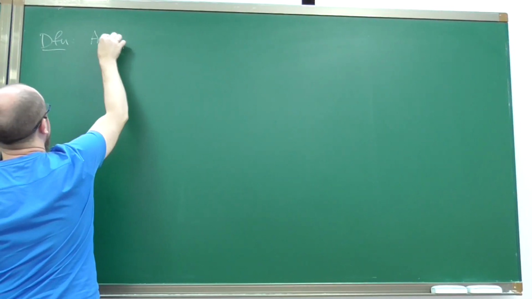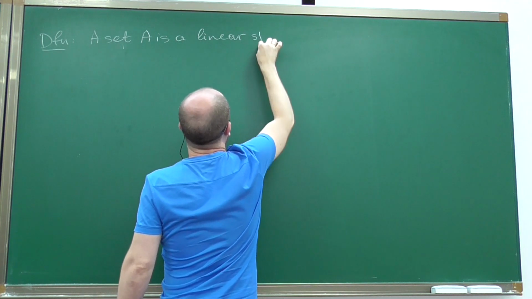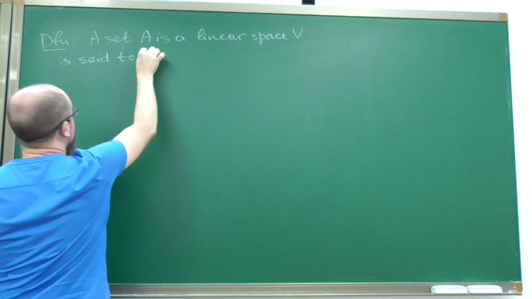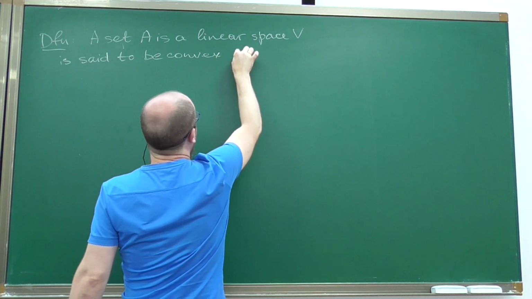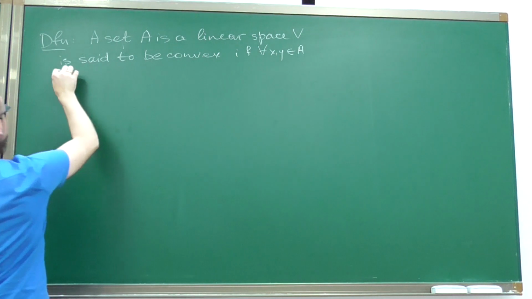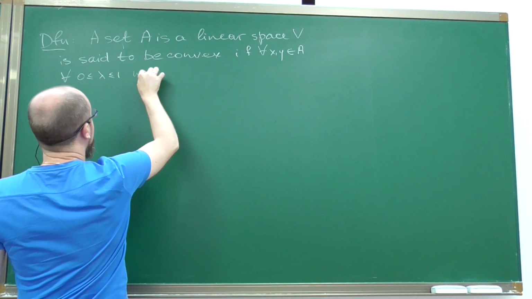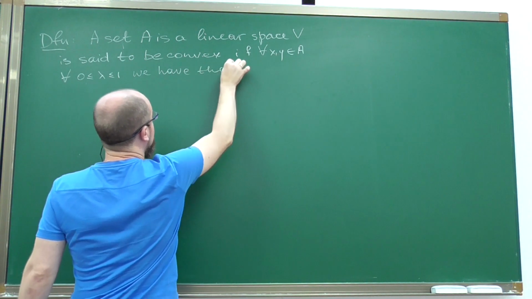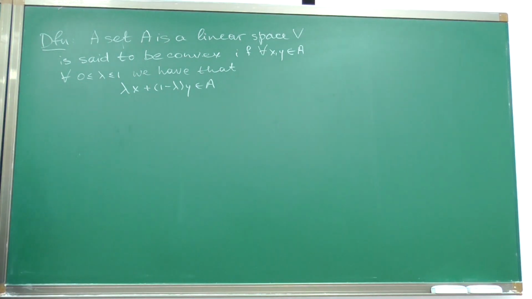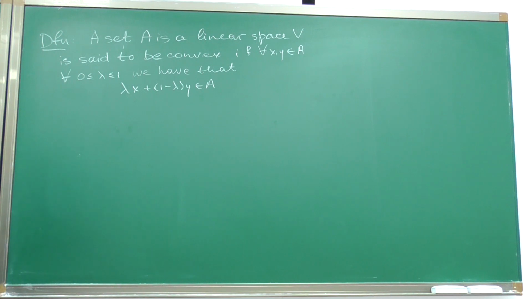So if we have a set A in a linear space, it is said to be convex if for any x, y from A, for any two elements, and for any scalar, real number lambda between 0 and 1, we have that this linear combination belongs to A as well. Well, this linear combination, when lambda running from 0 to 1, is nothing but an interval between x and y.